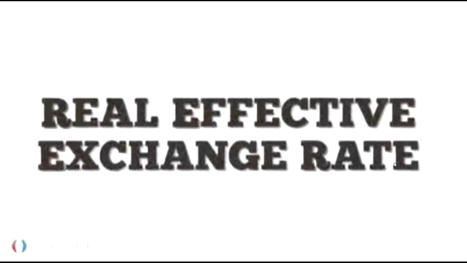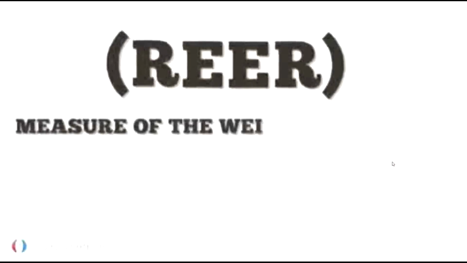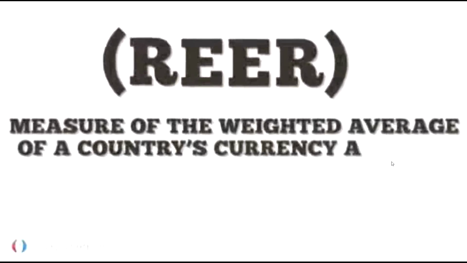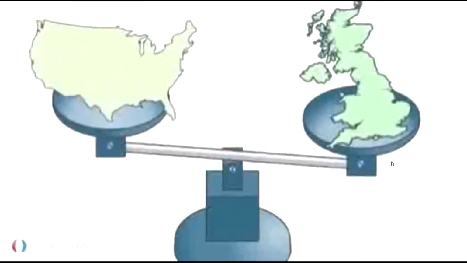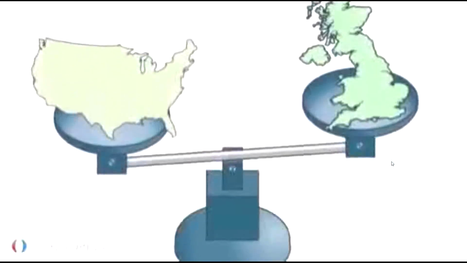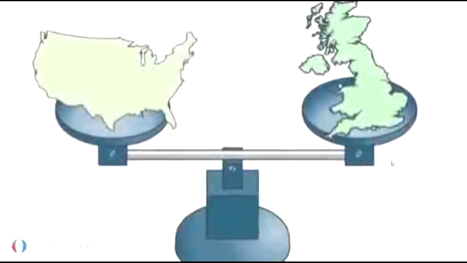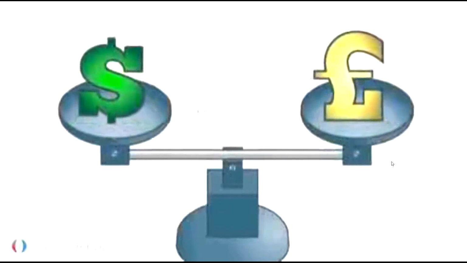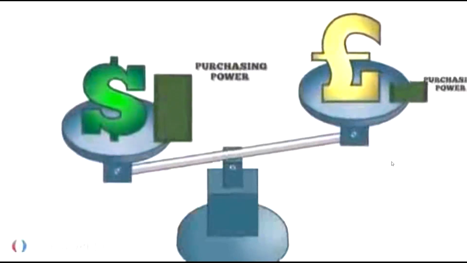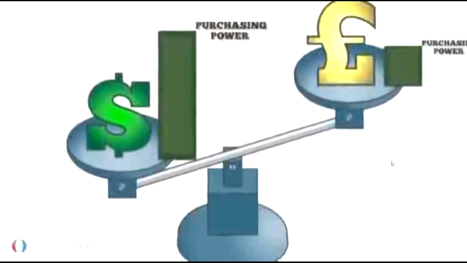The real effective exchange rate, REER, is a measure of the weighted average of a country's currency against an inflation-adjusted and trade-weighted index of other currencies. The trade weighting is done by comparing a country's trade deficits relative to its main trading partners. This comparison is made between each currency included in the index. The inflation adjustment is made by comparing the purchasing power of each currency relative to one another.